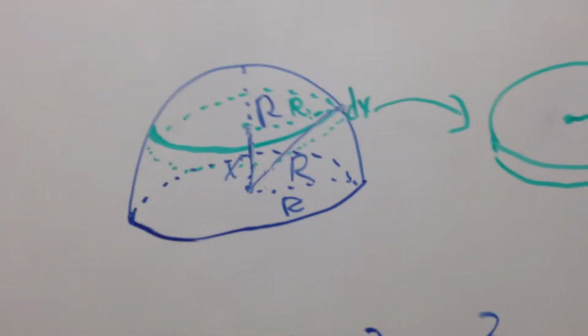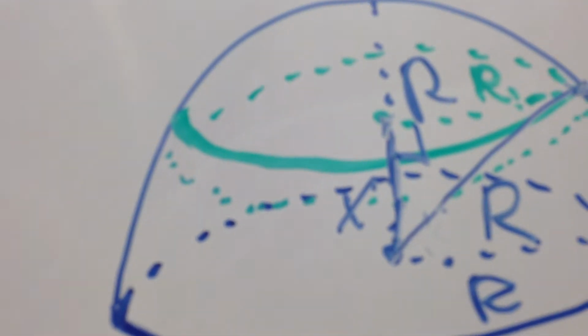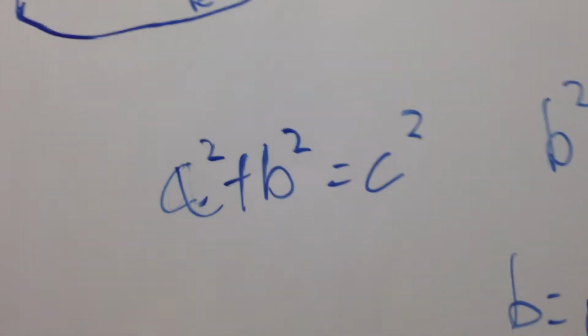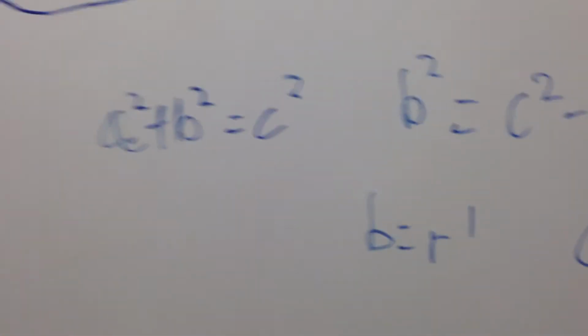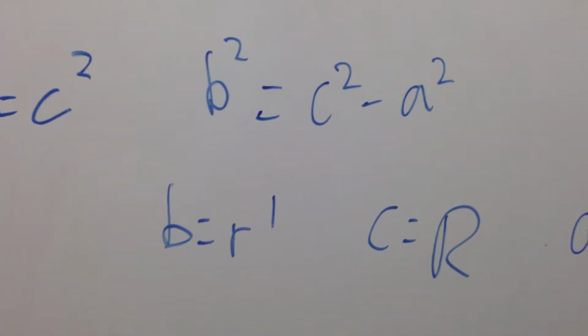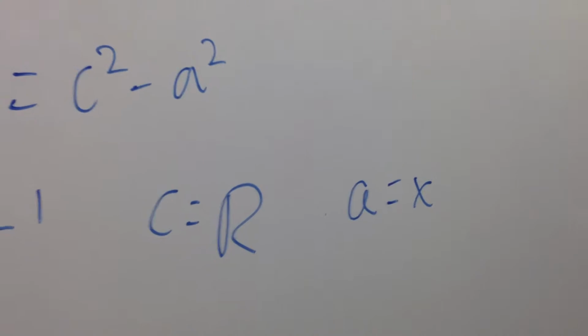Let's take a look at an overview of this right triangle. You might or might not be visualizing that there's a right triangle inside of that. According to the Pythagorean theorem, we subtract a squared on both sides. So b squared, or r1 squared, is c squared, or r squared, minus a squared. Fair enough. So what is r1 squared?